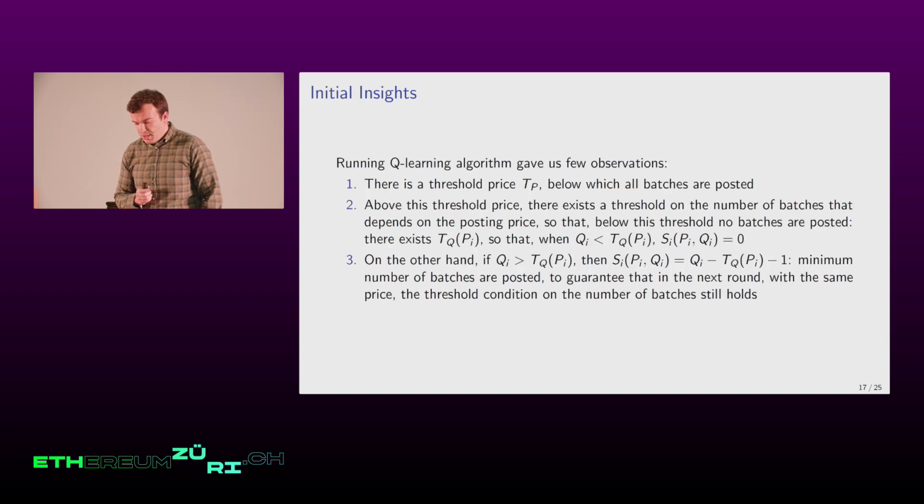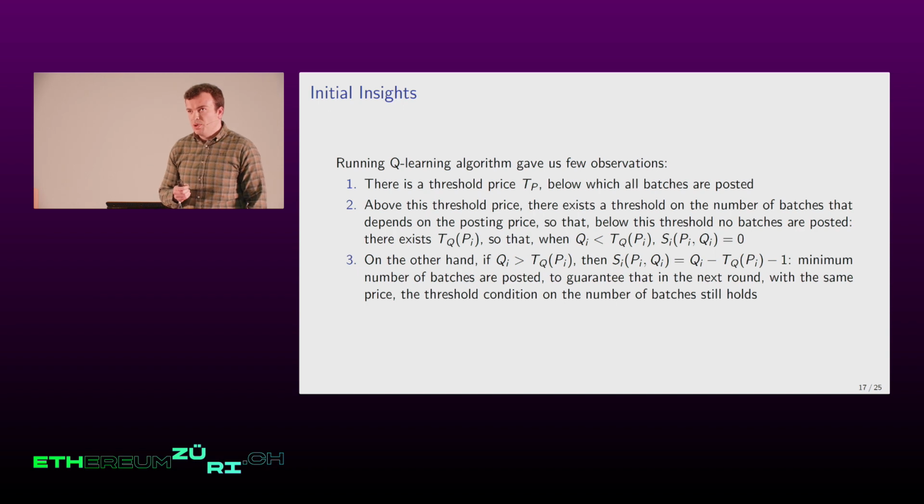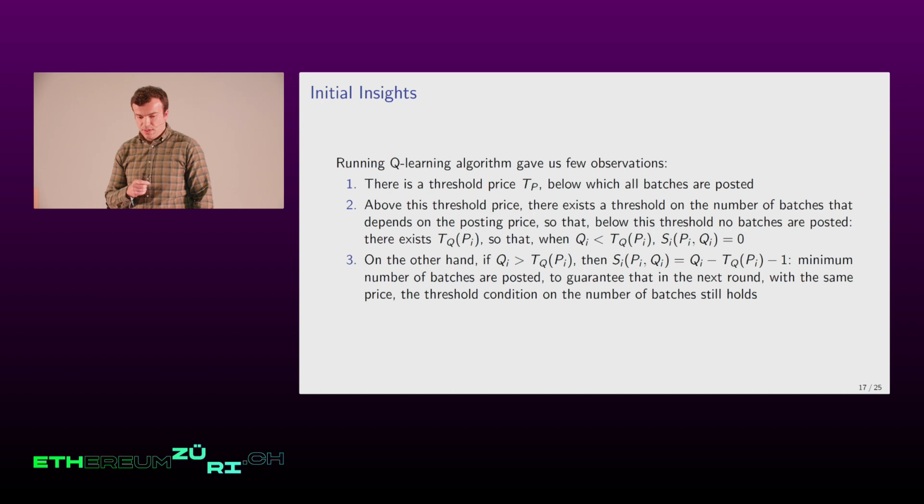Now what are the insights that we obtain? First is that there is a threshold price below which all batches are posted. If the price is low enough, just post all the batches. And this is actually quite intuitive. But if the price is high enough, then it depends. Now we want to keep some size. So there is another threshold that depends on the price, above which we post everything, and below which we don't post anything. So there are these two thresholds.